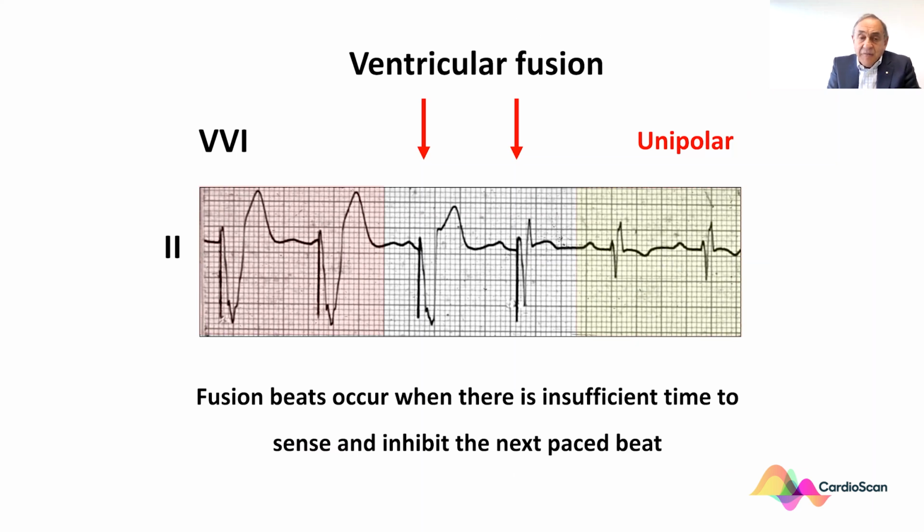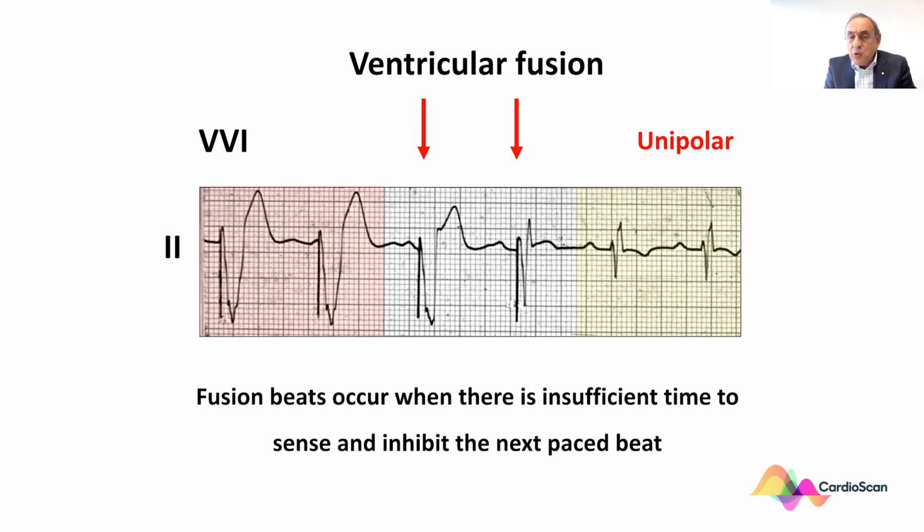Imagine that the one on the left is a father QRS and one on the right is a mother QRS, and the progeny between them. And as you can see, these two beats look different. The first on the left looks like its parent, the father pace beat, whereas on the right, it looks like the sinus beat. And in fact, there is a P wave in front, but with a much shorter PR interval. Fusion beats occur when there is insufficient time to sense and inhibit the next pace beat.